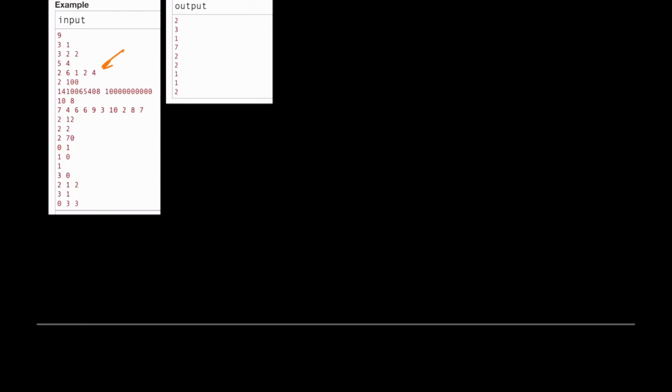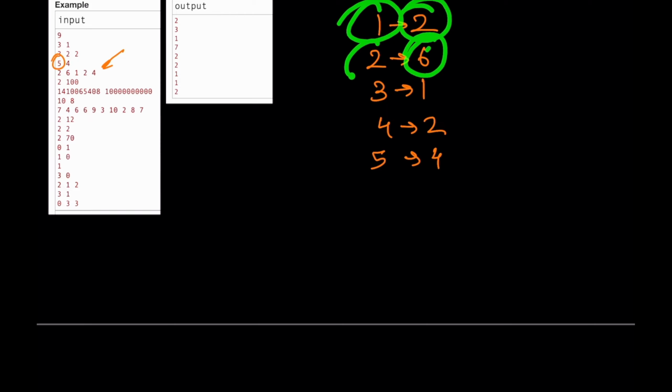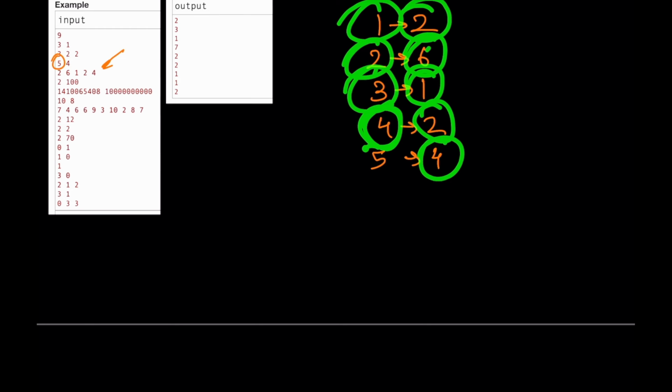So let's take the second test case to understand the problem. We will have 5 cards. The number of cards with 1 written on them is 2, with 2 it is 6, with 3 it is 1, with 4 it is 2, and with 5 it is 4. So we'll have 2 cards with 1 written on them, 6 cards with 2, 1 card with 3, 2 cards with 4, and 4 cards with 5.